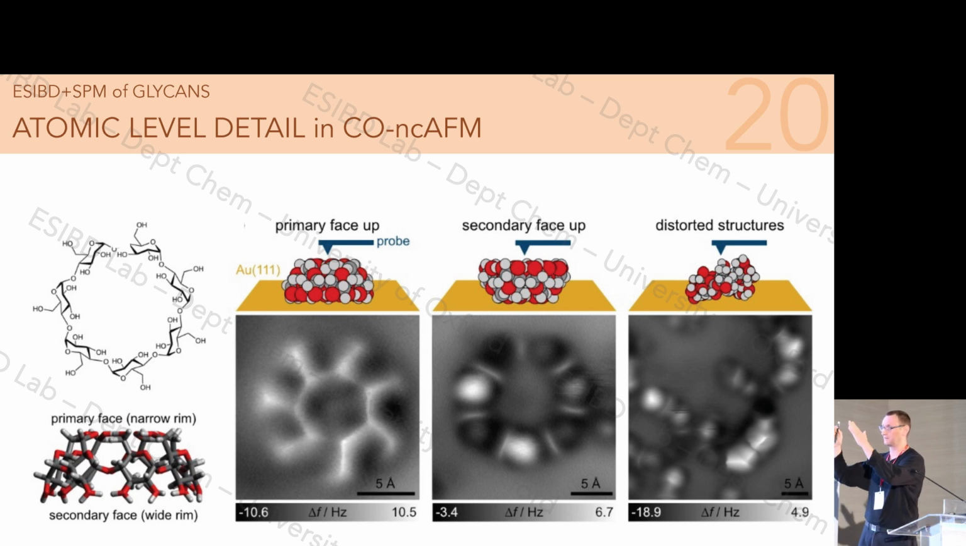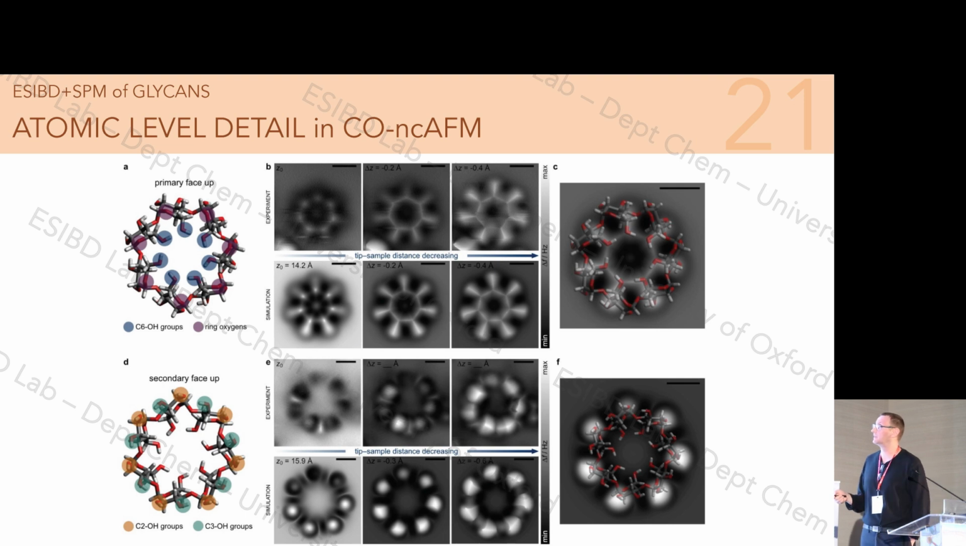Cyclodextrin has a conical shape. So there's a narrow phase we call primary, and there's a wide phase which we call secondary. And we can very nicely distinguish these two phases. And if we compare them to atomic models, then we can go so far as to identify these features here, which are really now at atomic resolution with different OH groups in the sugar.